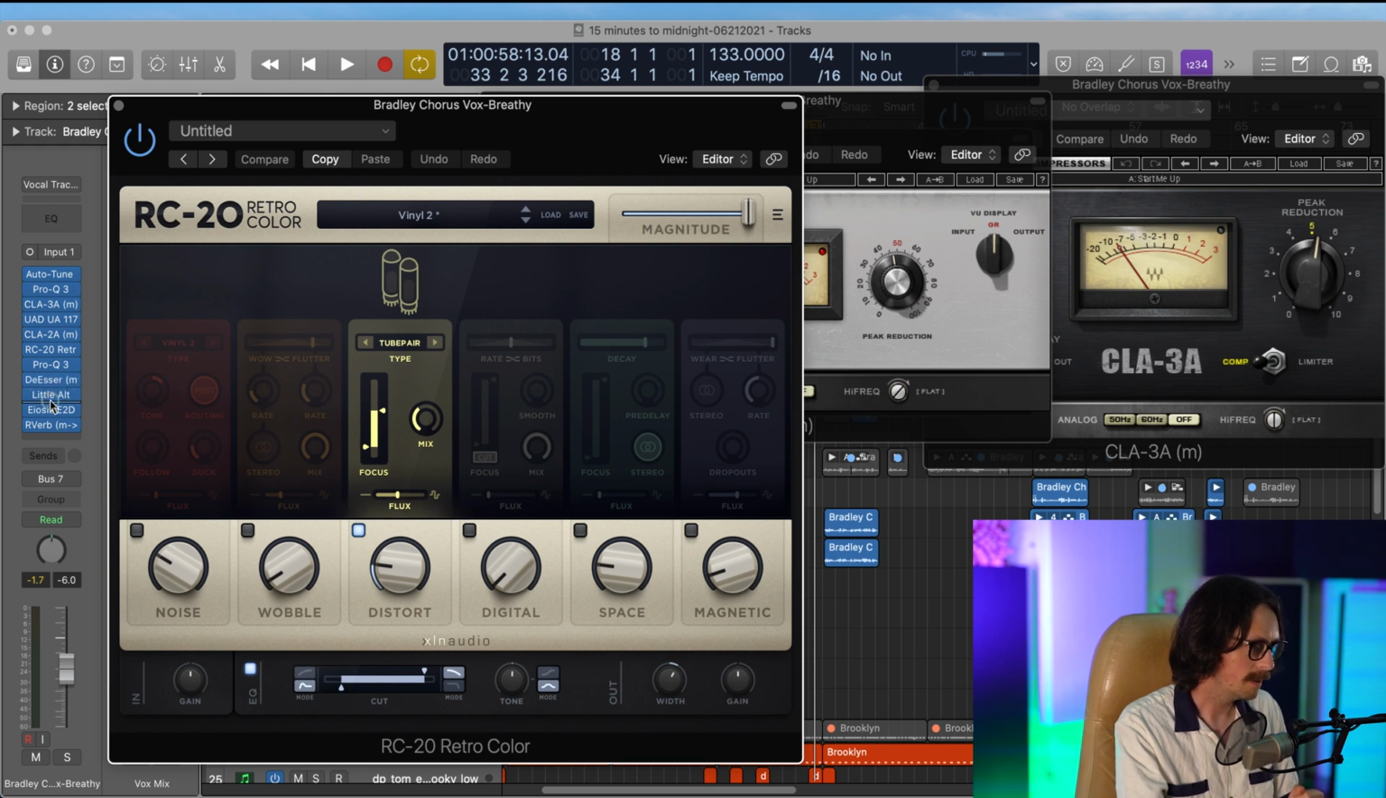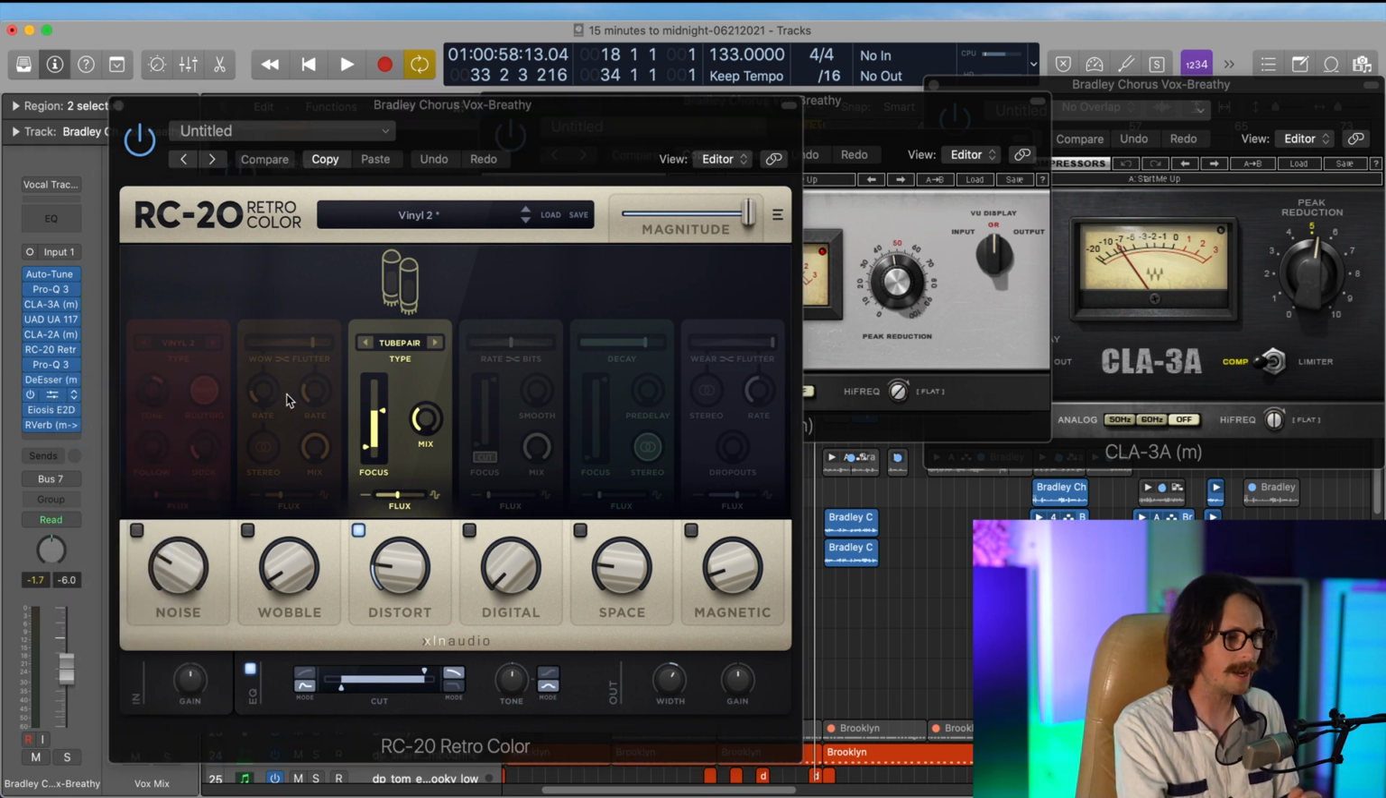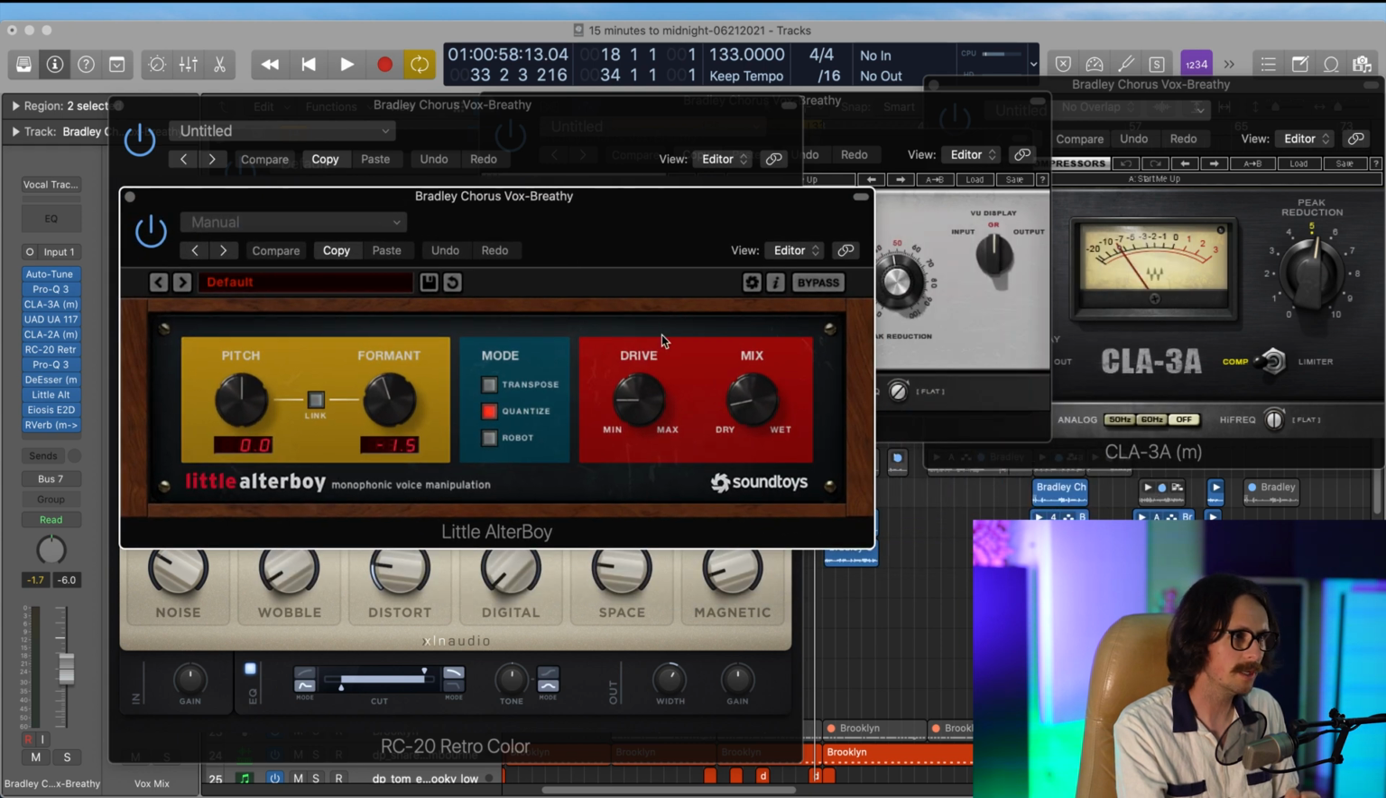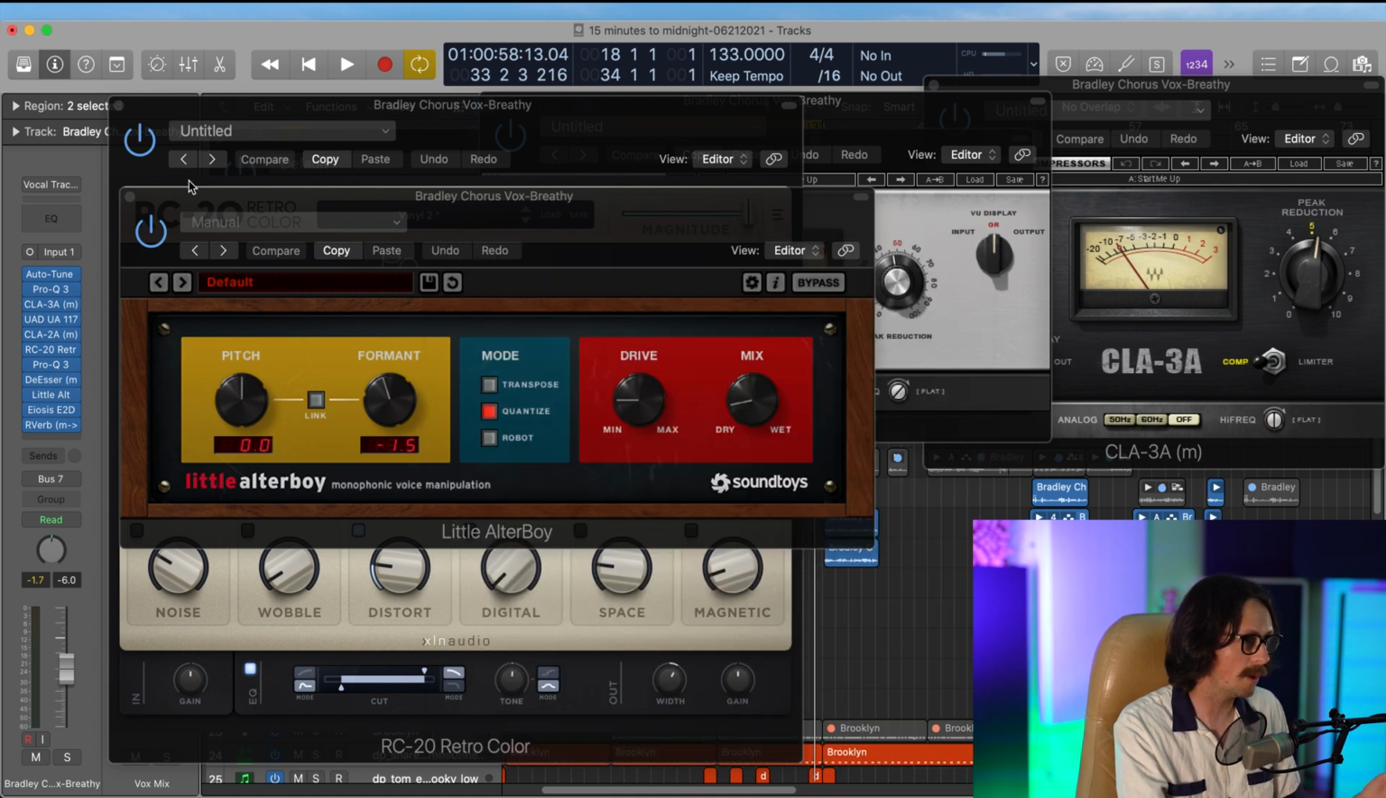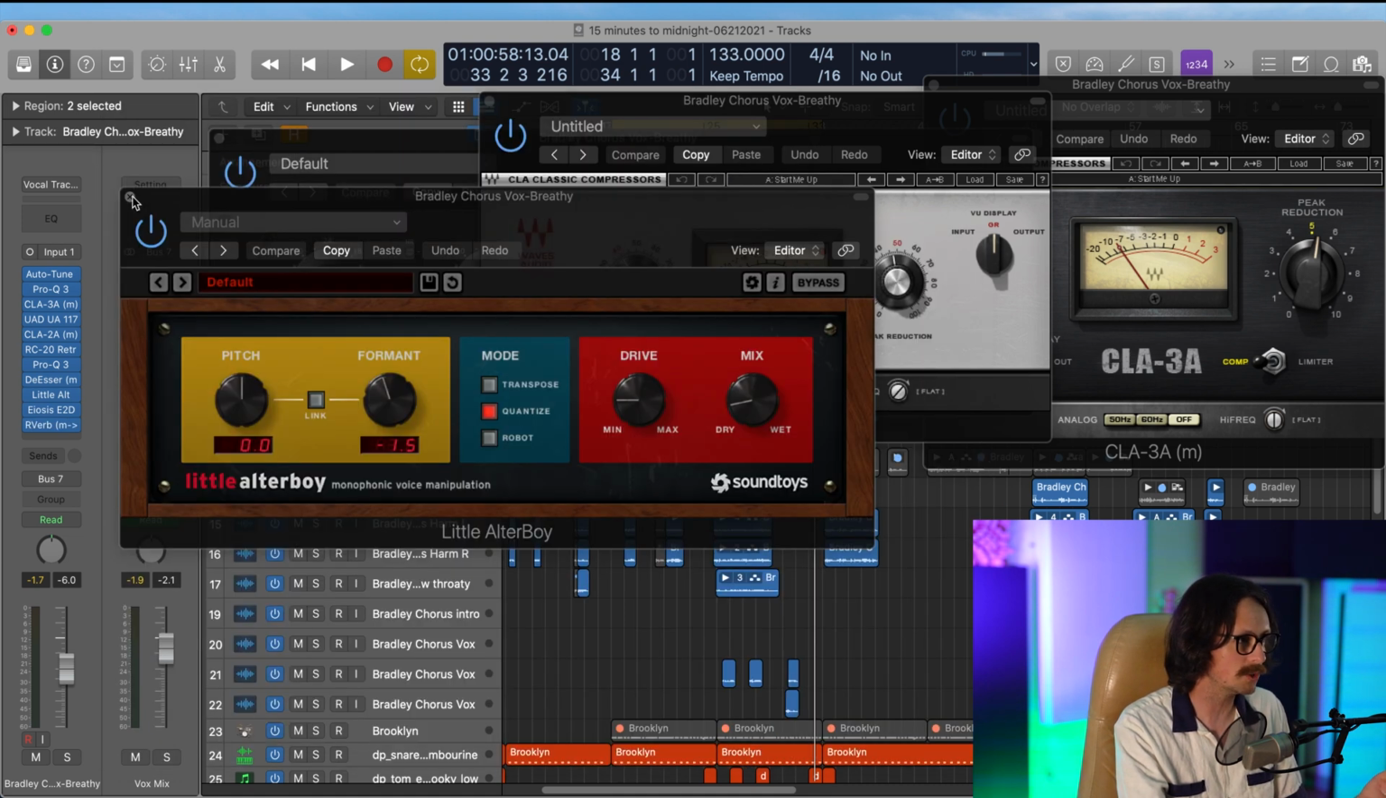I even have a little altar boy here, which is absolutely adding harmonics and distortion because there's even a drive knob on it, and I'm adding drive on there, right? And then, yeah, so that's about it. That's all the stuff that's adding harmonics and distortion.